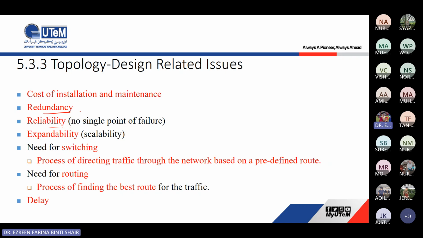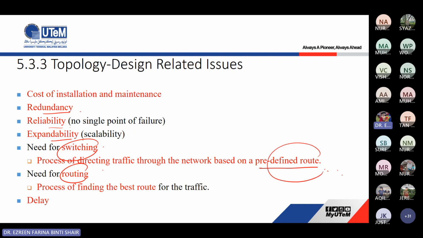Then you need to consider expandability, meaning the capacity to extend the network or include new devices into the network. And then the need for switching and the need for routing. What is the difference between switching and routing? Switching is the process of directing traffic through a network based on a predefined route. You direct the traffic through a predefined route.